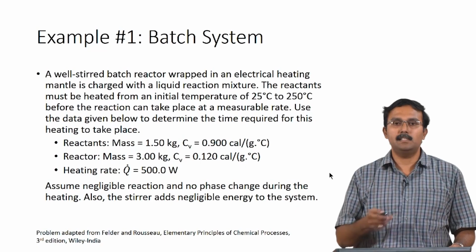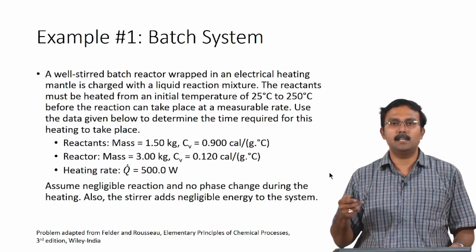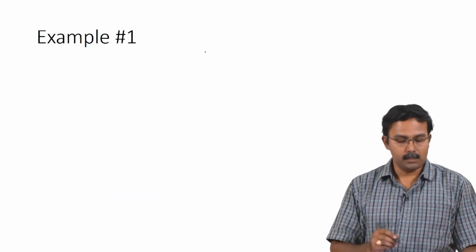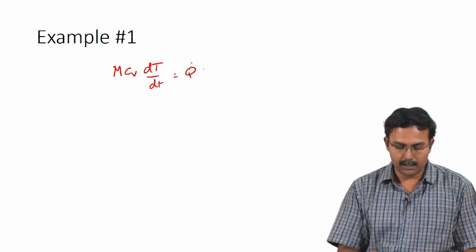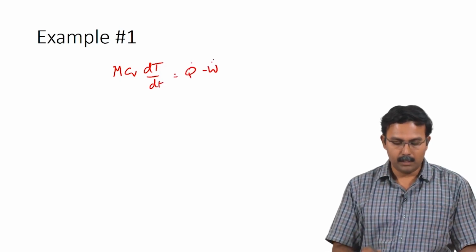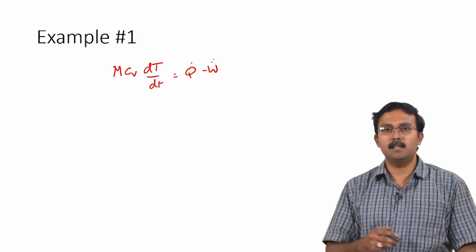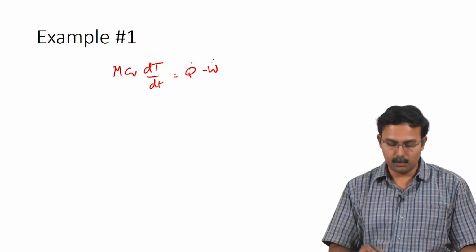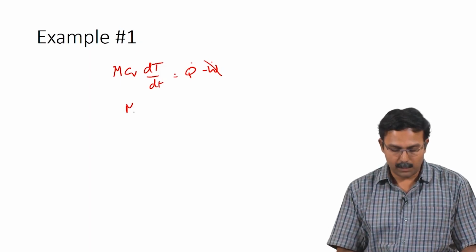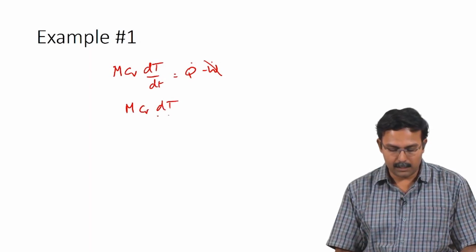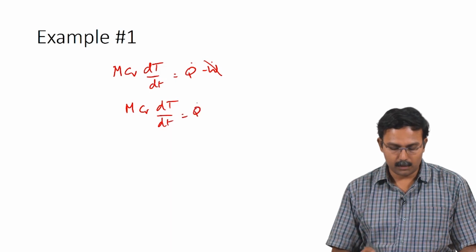As you can see, it is a batch reactor, which means it is a closed system. For a closed system, we derived an equation as m Cv dT/dt equals Q dot minus W dot. Here we have been told that the stirrer does not provide any work, which means W dot goes to 0. So, the equation simplifies to m Cv dT/dt equals Q dot.